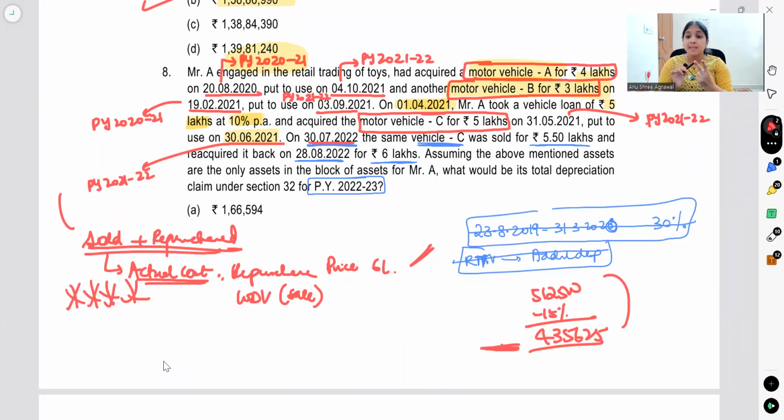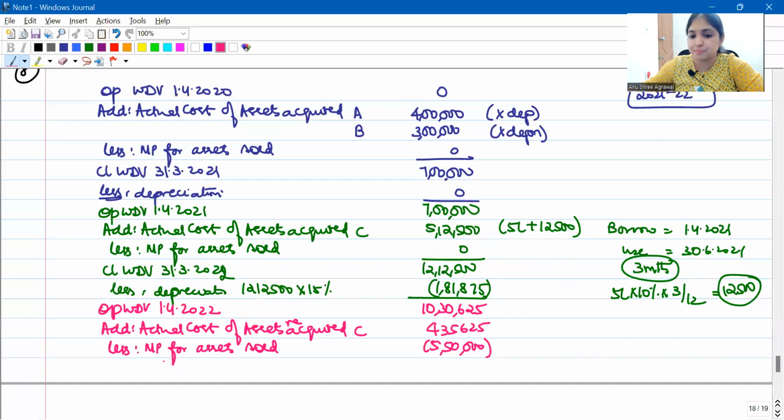First concept. Second concept, if I borrowed a loan to purchase an asset, then till I put the asset to use, whatever interest I incur on that loan will be added to the actual cost. Third concept, when I sell and repurchase the asset, the selling price will become monies payable, but when I repurchase, it will re-enter the block at what price? The repurchase price or whatever is the WDV at the time of sale, whichever is lesser.